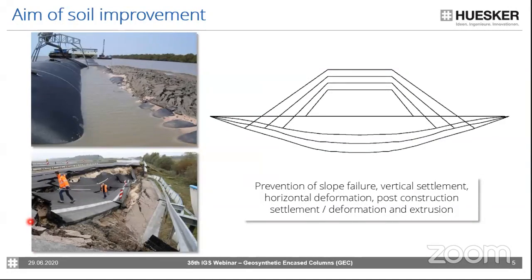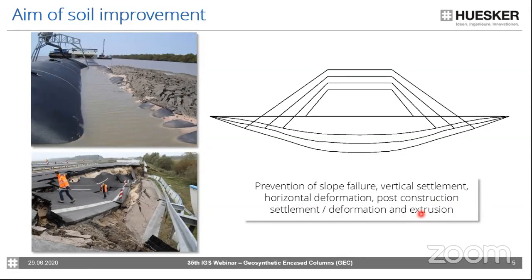So when we look into soil improvement in detail, what exactly is the aim? First of all, the prevention of slope failure, as well as the prevention of vertical settlements and horizontal deformations. Secondly, we also want to reduce post-construction settlements and post-construction deformations, which can lead to serviceability limit state issues in the long term of our project.